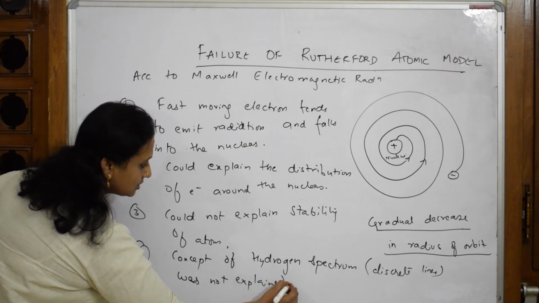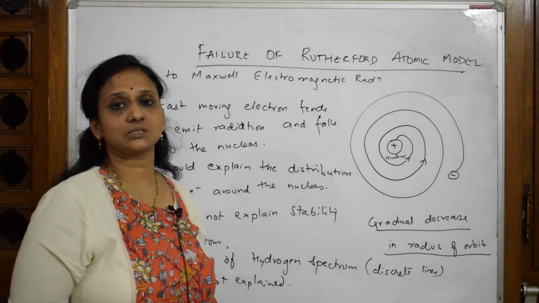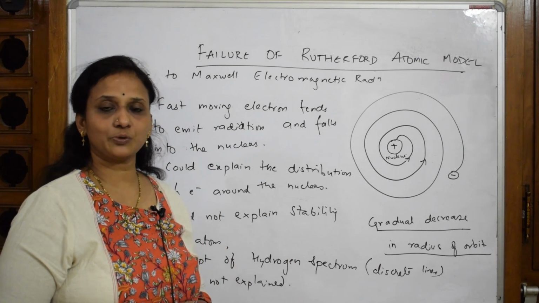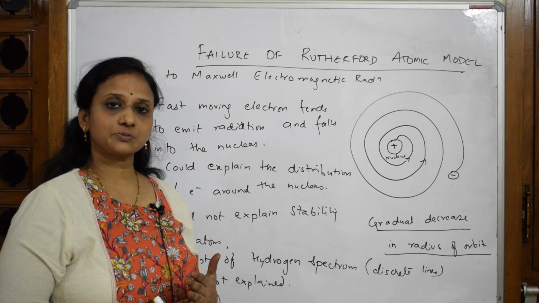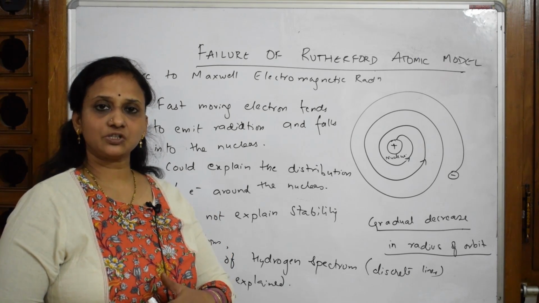So these are the failures of Rutherford's atomic model. So, hope the concepts are clear. Thomson's model: three important points. Rutherford's model: experimental setup, observations and failures.